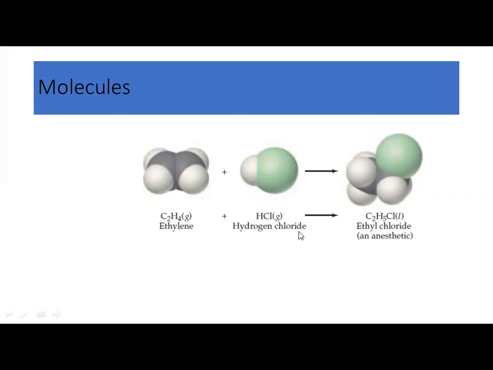Plus this is also a molecule, and this molecule has the composition of hydrogen and chlorine. This is hydrochloric acid. Right, you use the acid, and this is going to produce another molecule, this is ethylene chloride, and this is C2H5Cl.